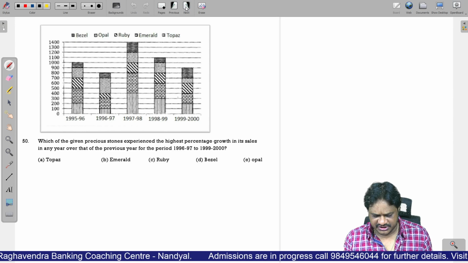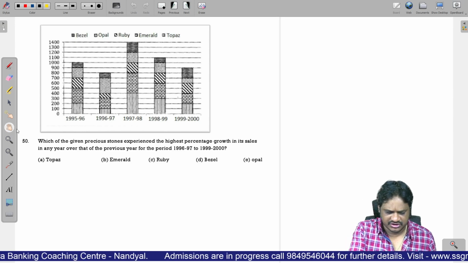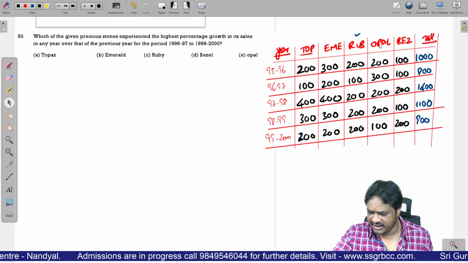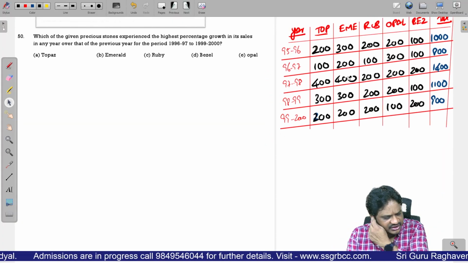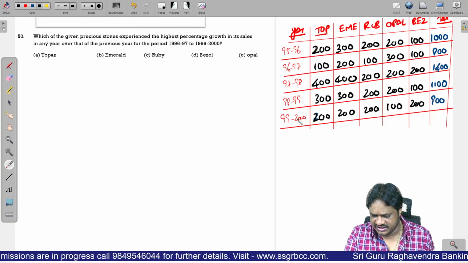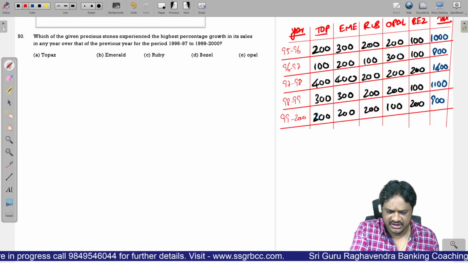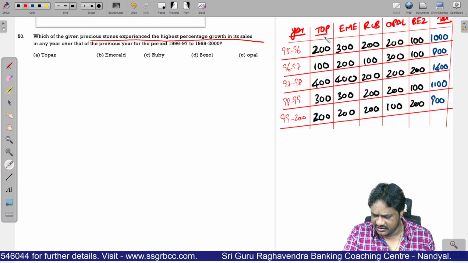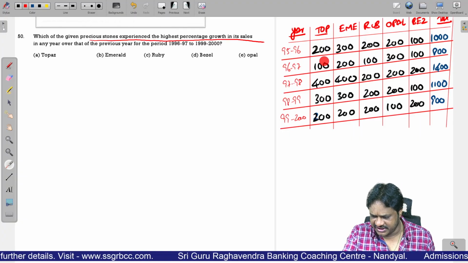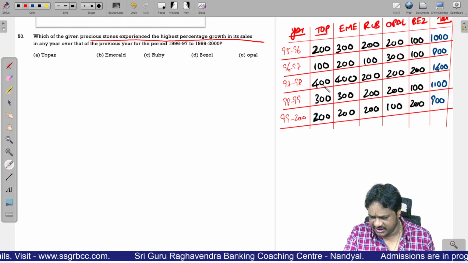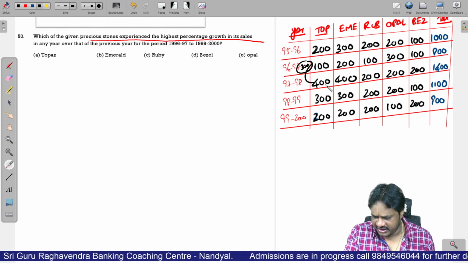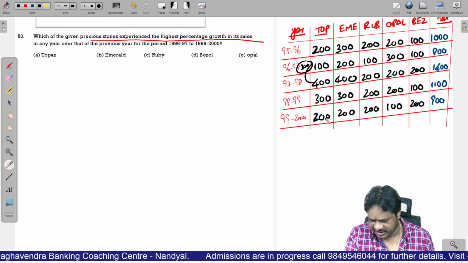Which of the precious stones experienced the highest growth rate in sales in any year over the previous year from 96, 97 to 99, 2000? You have to take 96, 97 to 99, 2000. Which of the given precious stones experienced the highest percentage growth? See here, if you take topaz, 96, 97 it was 100. 97, 98 the increase is 300. So here you can observe the increase of 300. Now again it has been decreased.